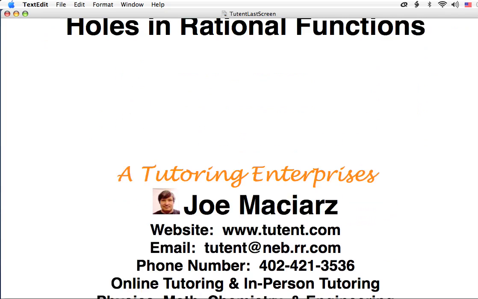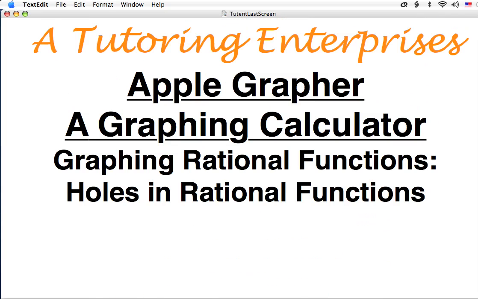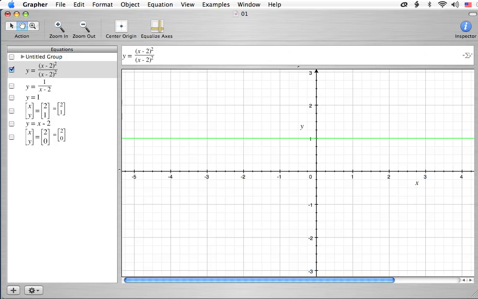Alright, let's get back to the Apple Grapher application. The star of today's graphing equation, if you will, is y equals (x minus 2) squared over (x minus 2) squared. Now, of course, the (x minus 2) squareds are going to cancel, and we're going to get 1, so y equals 1, and that's exactly what you're seeing being graphed.